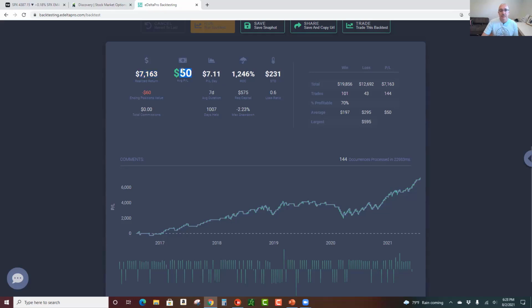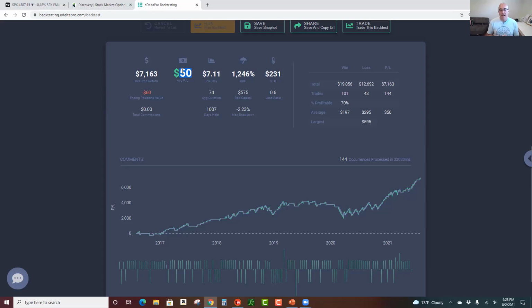That's averaging $50 per trade. That's combining all the winners and the losers. We might want to call that expectancy. So if you're risking, let's just say $300 per week, and you're averaging $50, then that's, I don't know, maybe not 20%, but 15% or so gain per week.